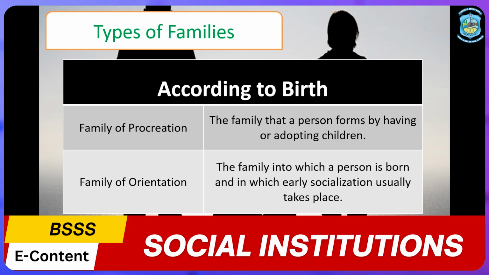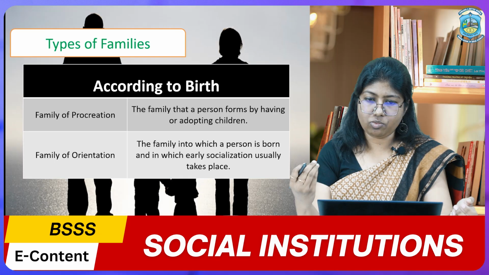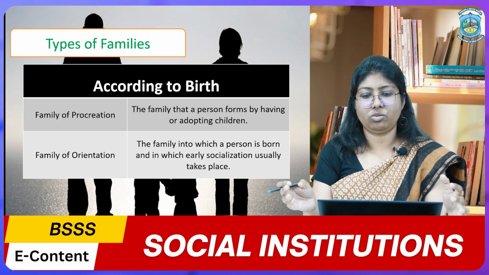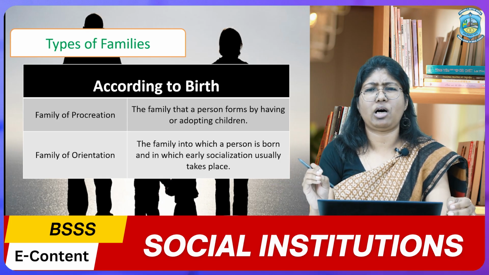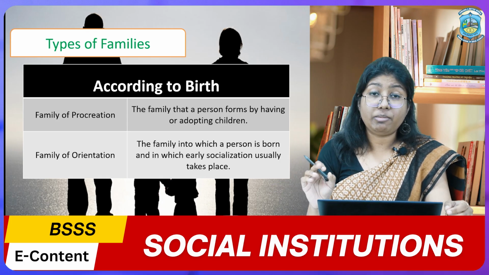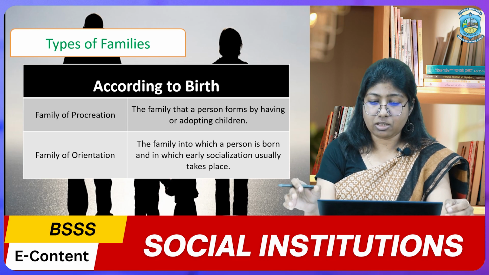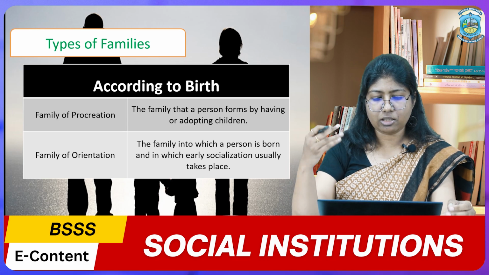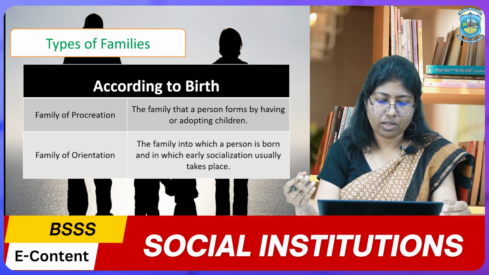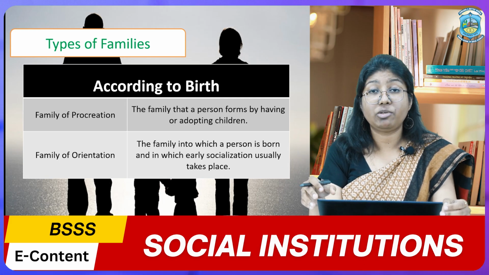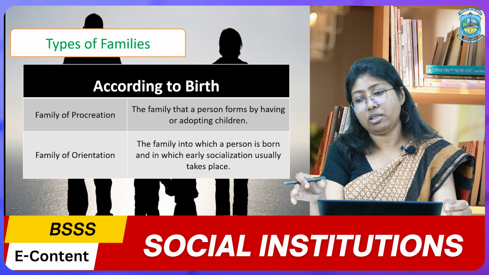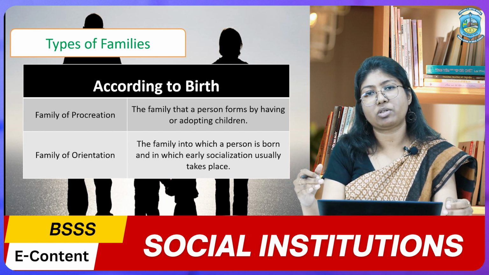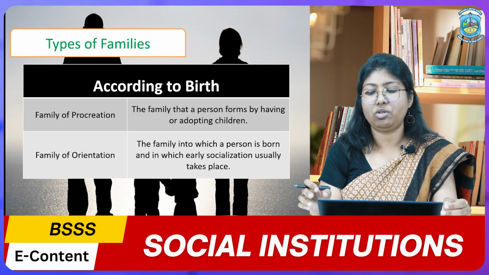Whereas, family of orientation refers to the family in which you are born. So, they will direct you, they will orient you, they will tell you what is right, what is wrong, how you are supposed to behave. Family of orientation will do that. That means in the same family where we have husband and wife and the children, for the children this is going to be the family of orientation, and for the husband and wife it's going to be the family of procreation, because they were not born there but then they started a family of theirs. So, that's the family of procreation, and for the children it is the family of orientation.